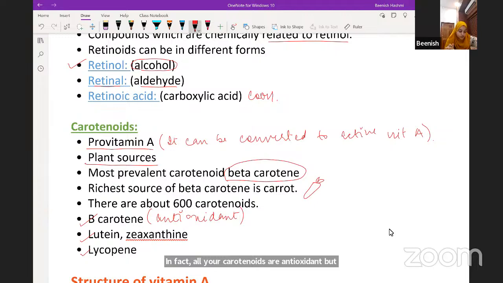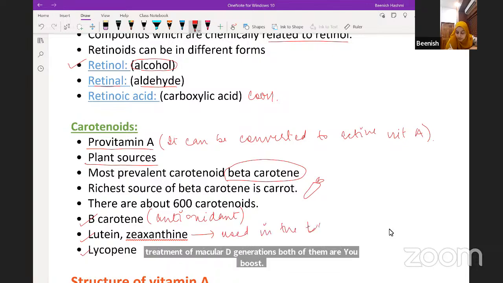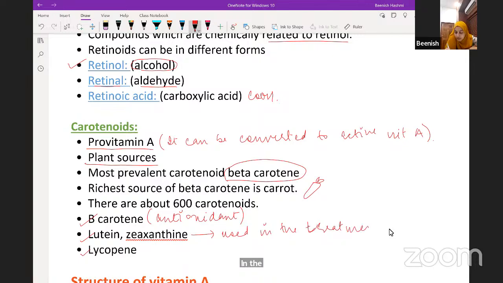Then your lutein and zeaxanthin, both of them are used in the treatment of macular degeneration. Okay. And your lycopene is used in the treatment of prostate cancer.